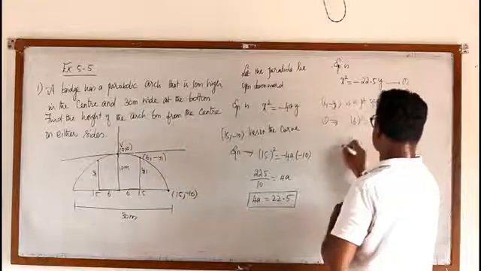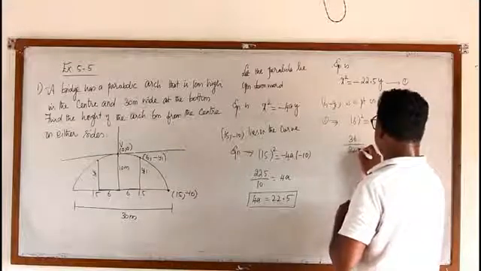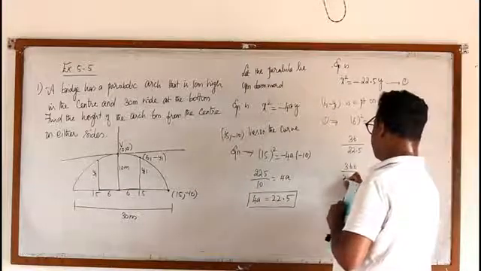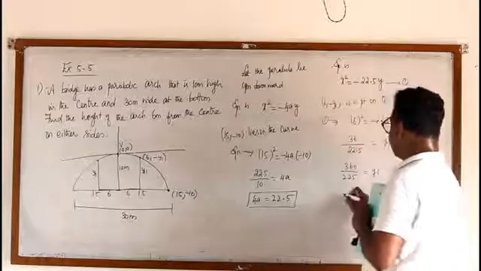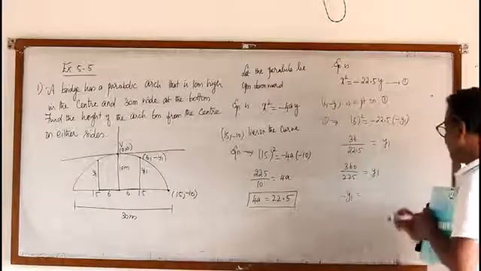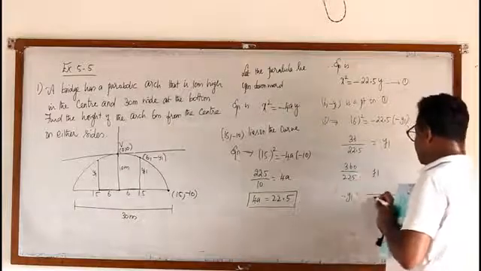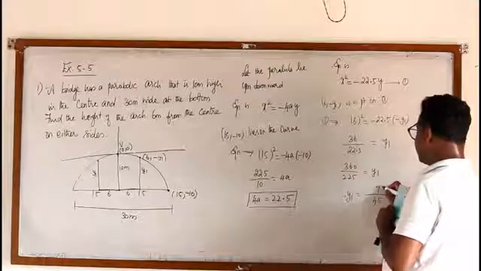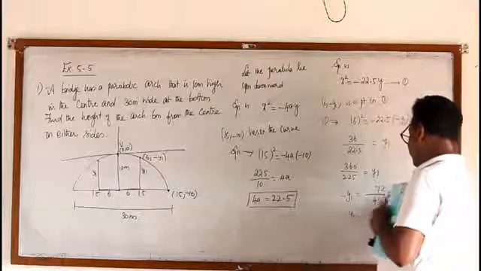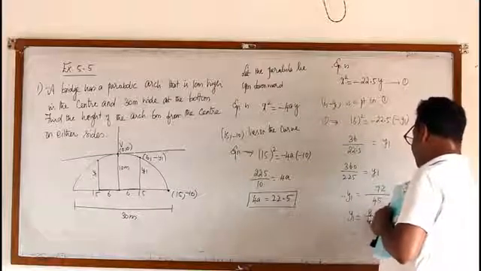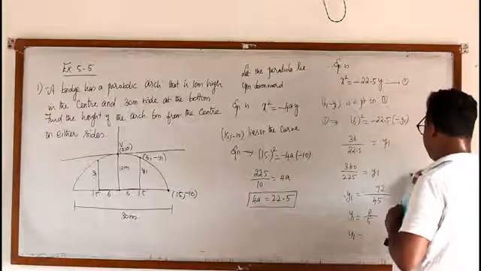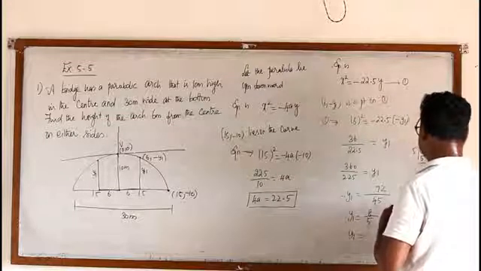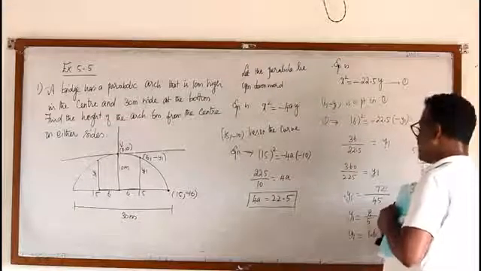So it is 36 by 22.5 equals y1. Or we can say 360 by 225 equals y1. Therefore y1 is, when we divide by 5 and then by 9, 8 by 5. So y1 is 8 by 5, which is 1.6 meter.